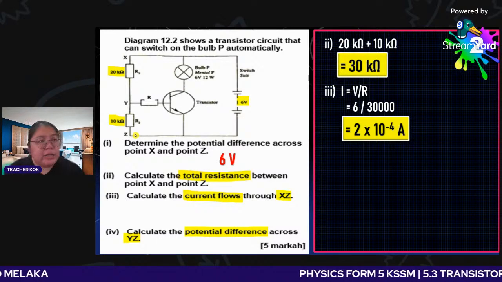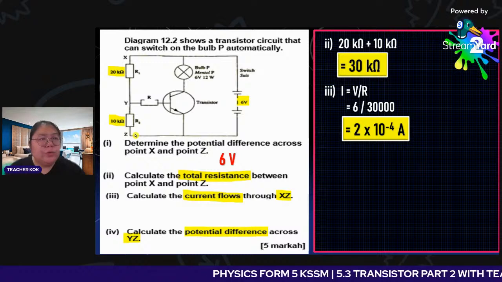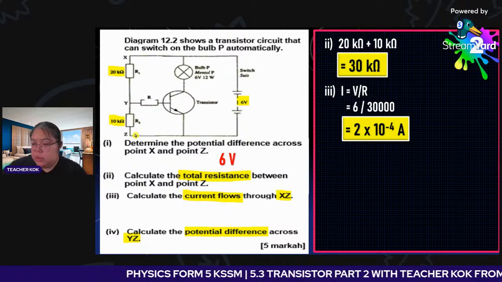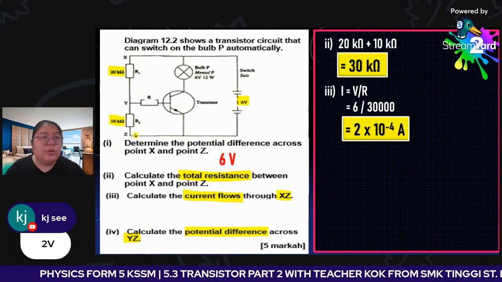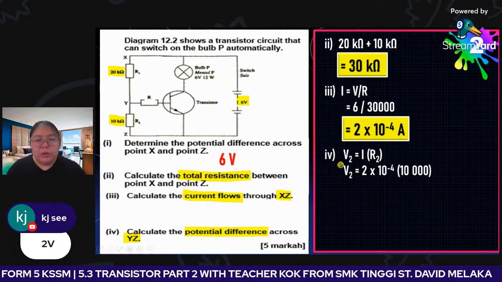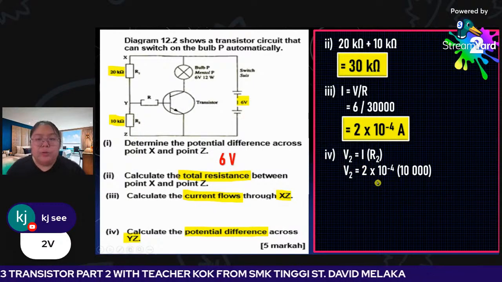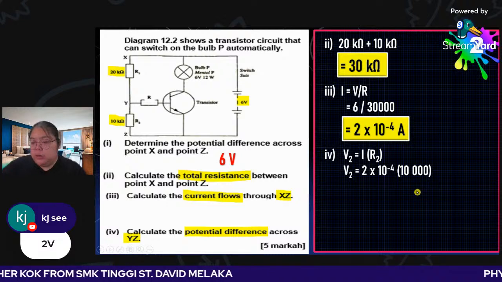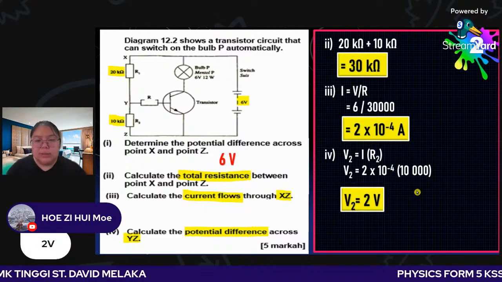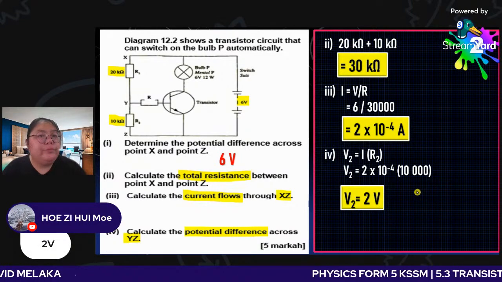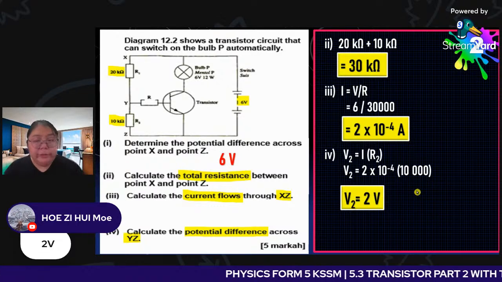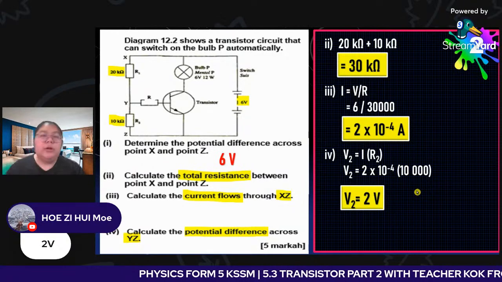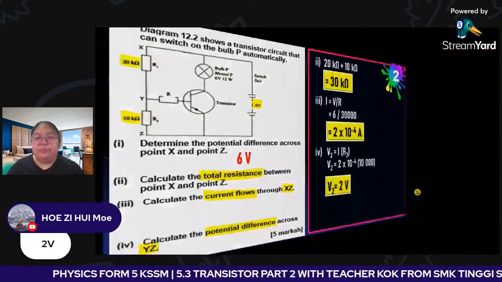Okay, Sikajin gave me the answer already. 2 volt, 2 volt. Eric also 2 volt. Zuhui also 2 volt. So V2 equals I times R2. We just put in what I is and what R is. So the final answer is 2 volt. This one is the calculation for the switch. Okay, we go to the next part.